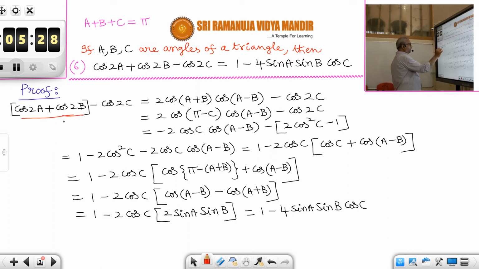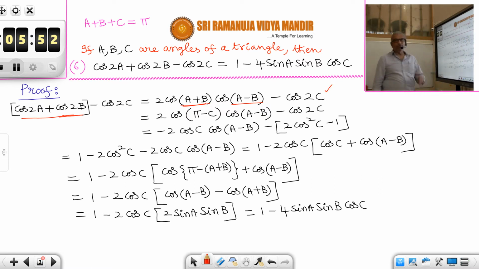In this I am combining the first two terms. What is cos 2A plus cos 2B? 2 cos (2A plus 2B)/2, which is A plus B, cos (2A minus 2B)/2, which is A minus B. So 2 cos (A plus B) cos (A minus B). Minus cos 2C will be just waiting.